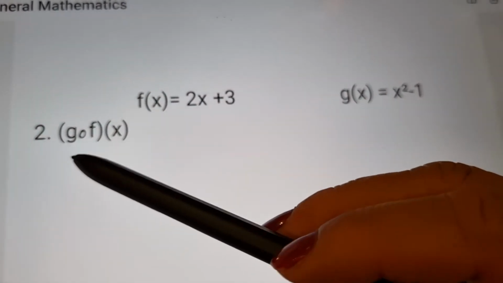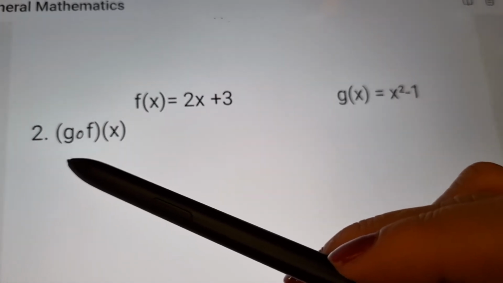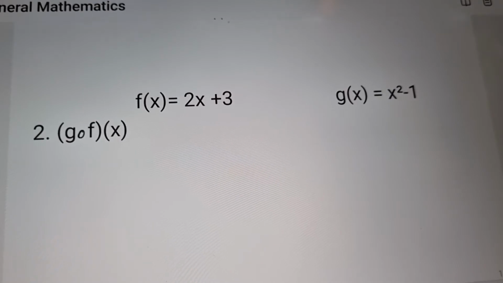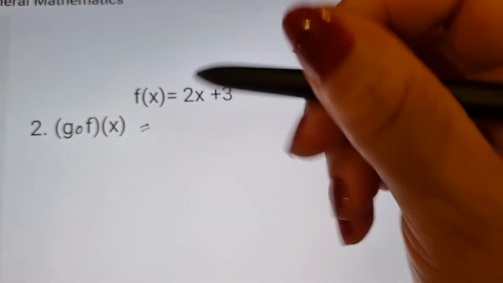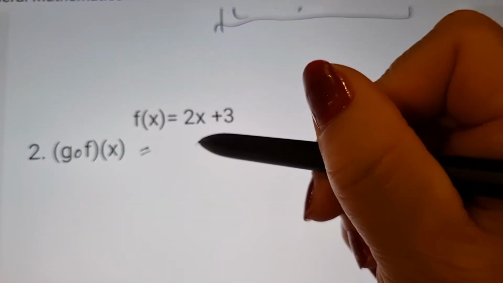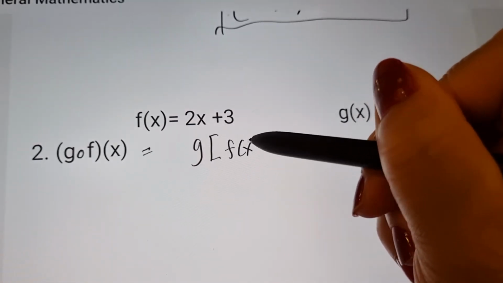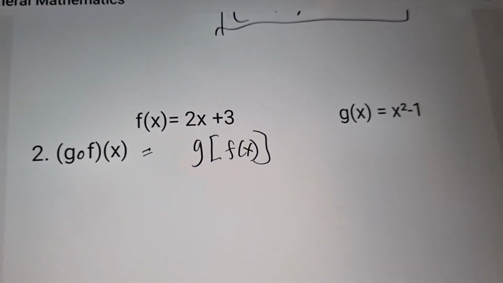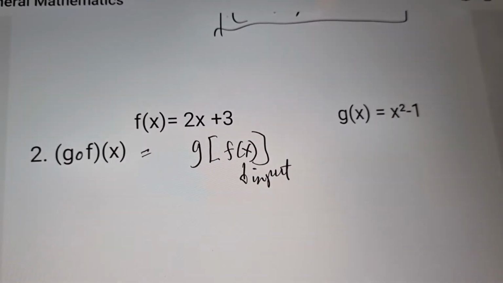Next. This one, we're going to use the same given, but this time we're going to find g of f of x. Now, this would be equal to what? The outside function is g, and the inside function is f of x. Okay, it means that this time, the input is f of x.